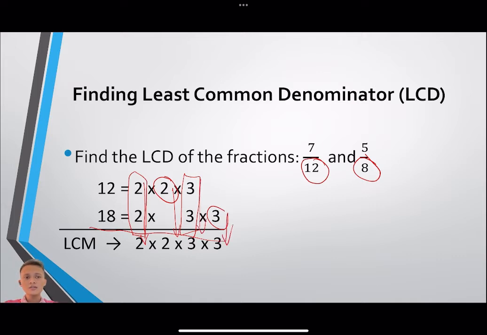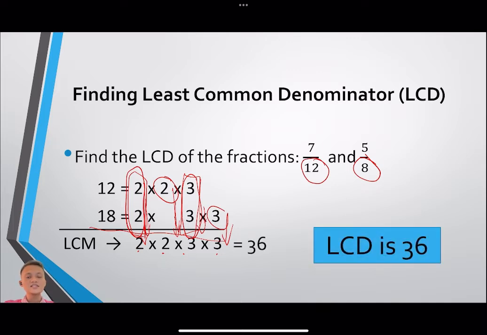So, ang pinagkaiba nito sa pagkuha ng GCF, ang binibring down lang natin ay yung mag-common. Common yung 2 at 3. Pero, kapag kinukuha natin ang LCM, lahat ay binibring down natin. So, pag na-bring down na natin lahat ng nasa column, 2 times 2 times 3 times 3, that is equal to 36. And the LCD is 36. Okay?